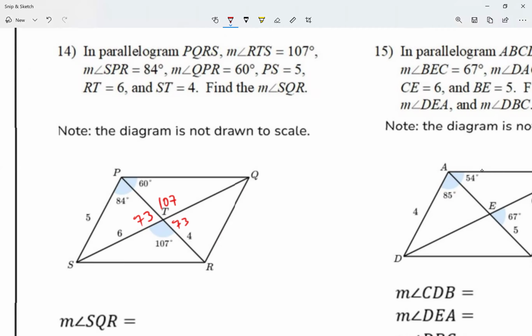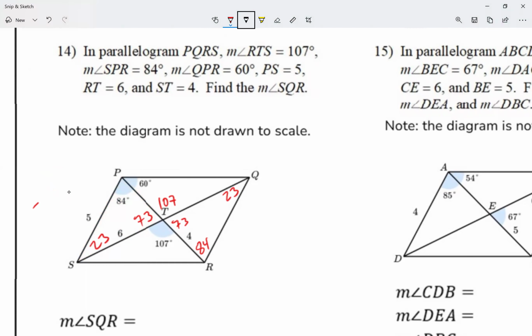The measurement of angle SPR is 84. I see SPR is 84. Interesting though is that I already have a triangle here. I have two angles, 84 and 73. Add them up, that's 157. If I subtract this from 180, that gives me 23. So I already know this angle right here is 23. I'm just going with the information here. So this is 84 and this is 23.